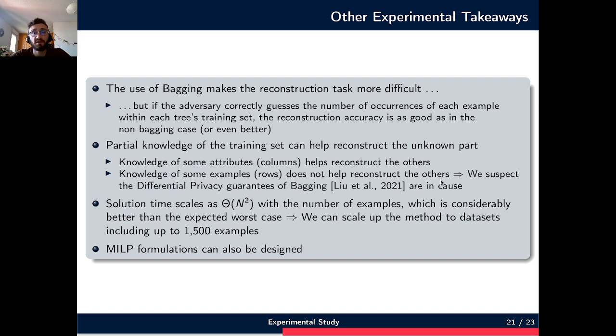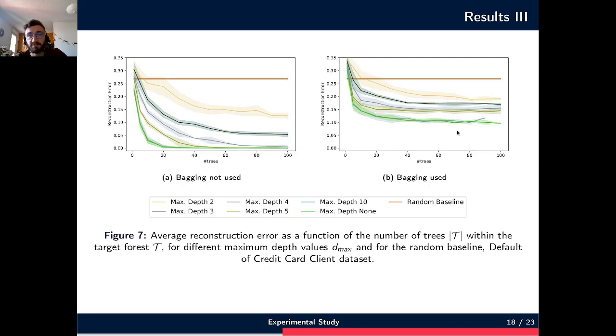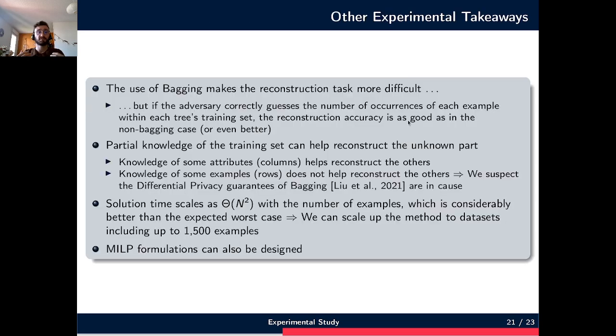We also have additional interesting takeaways from these experiments that are not shown in this presentation. In particular, we tried to understand why, when bootstrap sampling was used, we didn't reach perfect reconstruction. It turns out that if the adversary is able to correctly guess the number of occurrences of each example within each tree's training set, so is able to correctly assign the value of the bagging variables, then reconstruction accuracy is as good as in the non-bagging case, and actually even better because the trees are more diverse. Which means that this difficulty inherently comes from the randomness introduced by bagging.